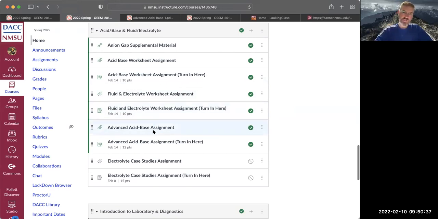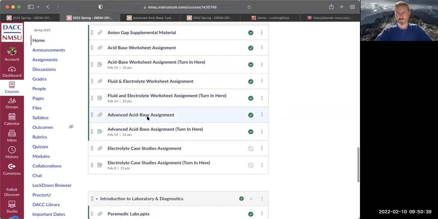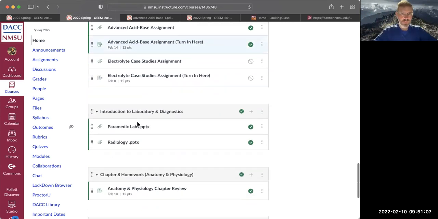And then there is this assignment, advanced acid base, which actually consists of case studies. So you have patients with problems, and you have an ABG, and you get their labs, their ABG, and you get their blood chemistry. And so you're trying to figure things out based on pulling together all the information that we've covered up to this point. That will be due as well. So those three assignments.